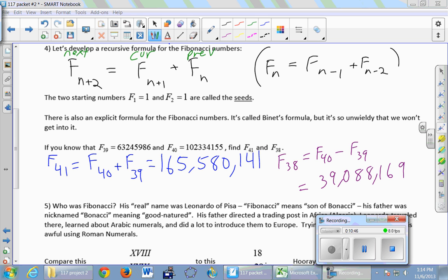Anybody else get that 39 million and change? Good. So if we're going ahead in this list, we know we need to add two numbers together. But if we're going backwards, it's just the opposite operation. Subtract the two numbers. Questions on either of those?